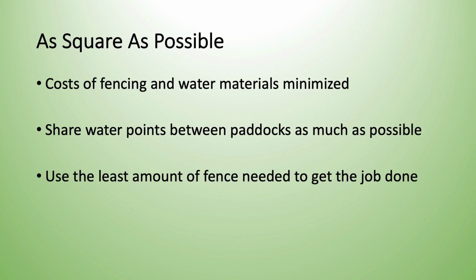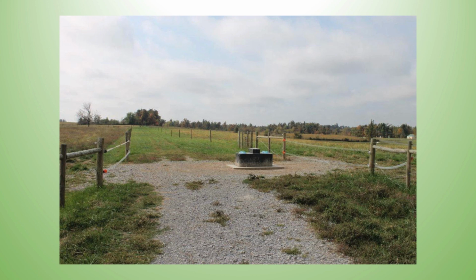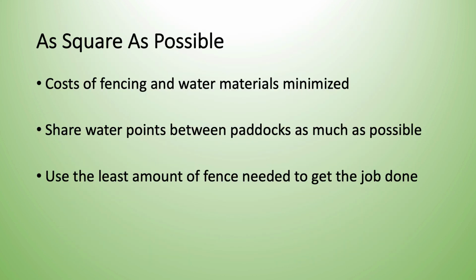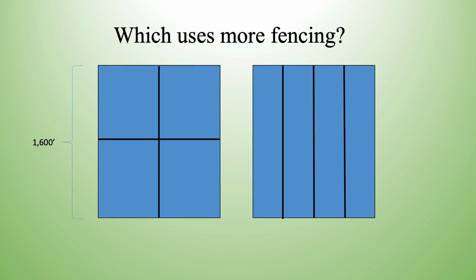Okay, we talked about shape and being as square as possible, and that can come from the cost of fencing and water materials being minimized, and I'll show you a picture that illustrates that pretty well. We can share water points between paddocks as much as possible, so whether that's the 2 that we see here or 4 like we talked about when we can get it in the center of that larger field. But it allows us to use the least amount of fence that's needed to get the job done.